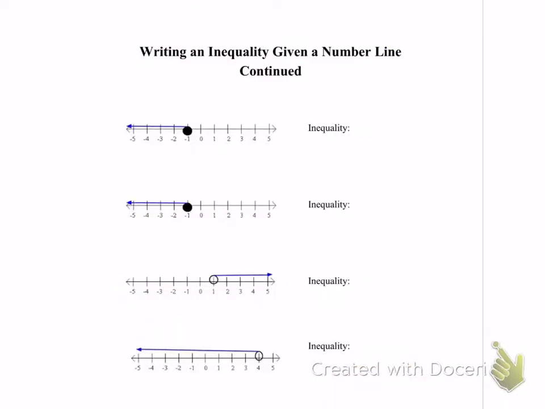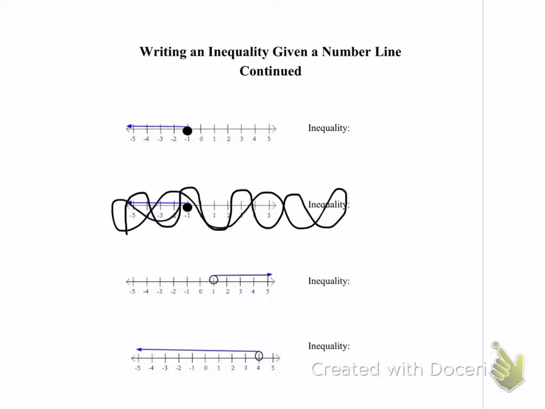Alright, so we've got 4 problems here, but the first thing I want you guys to do is cross off the second one because it's the exact same as the first one. So everybody makes mistakes.